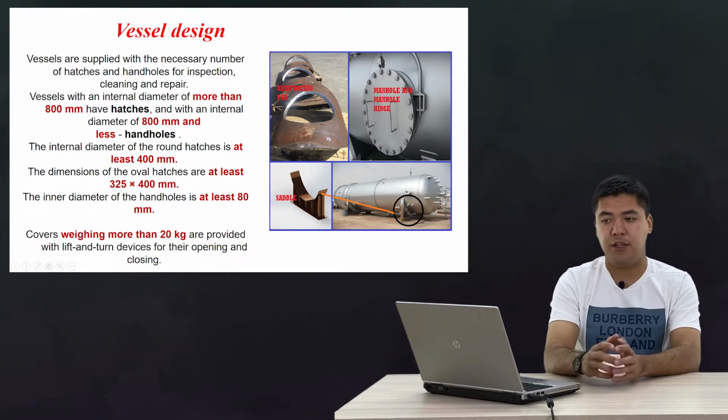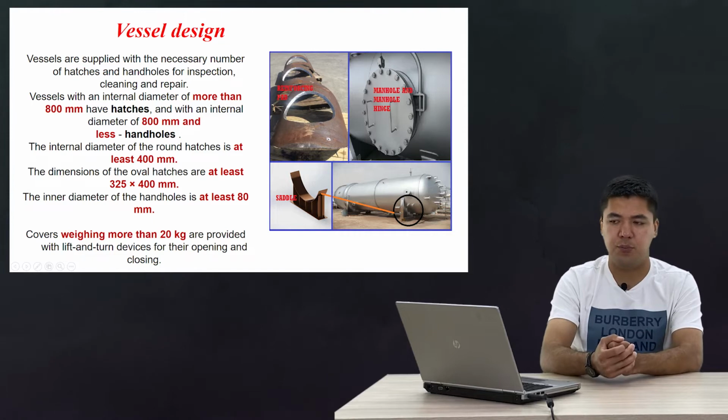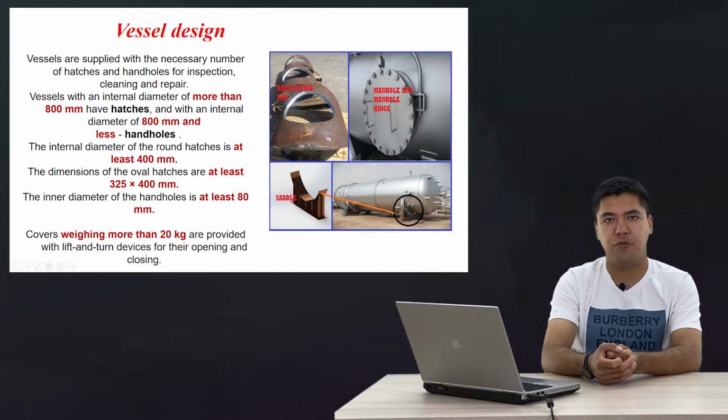Next, the internal diameter of round hatches is at least 400 millimeters. Covers weighing more than 20 kilograms are provided with a lift and turn device for their opening and closing. So pay attention to these devices and all those requirements we have for pressure vessels.